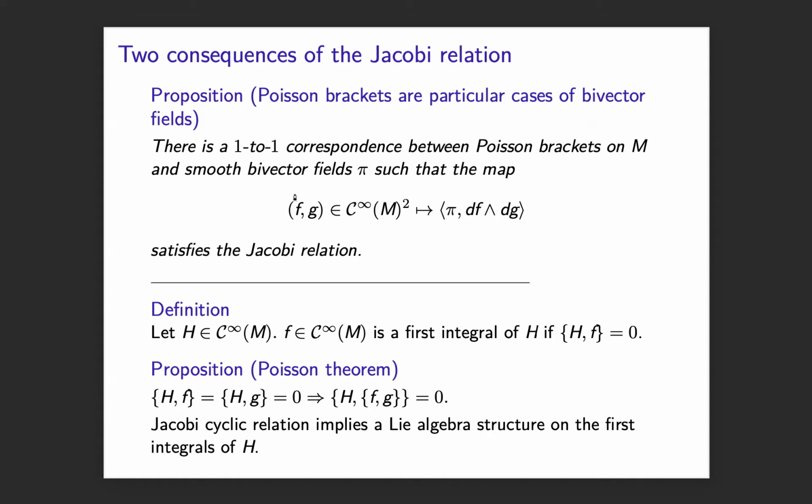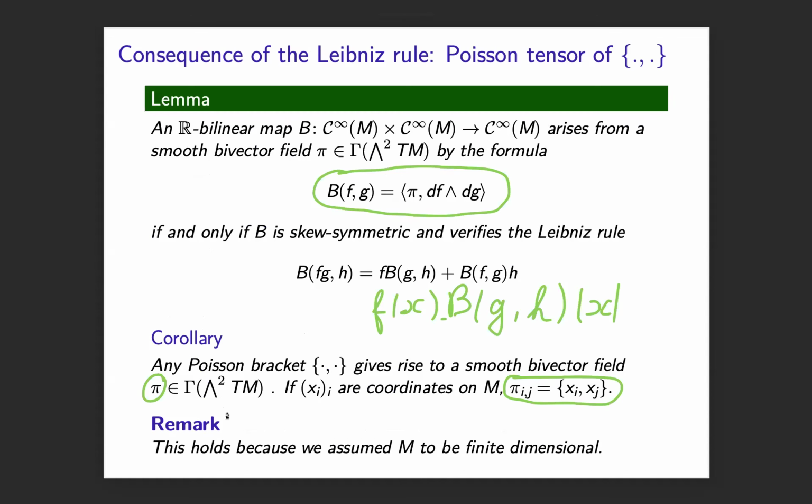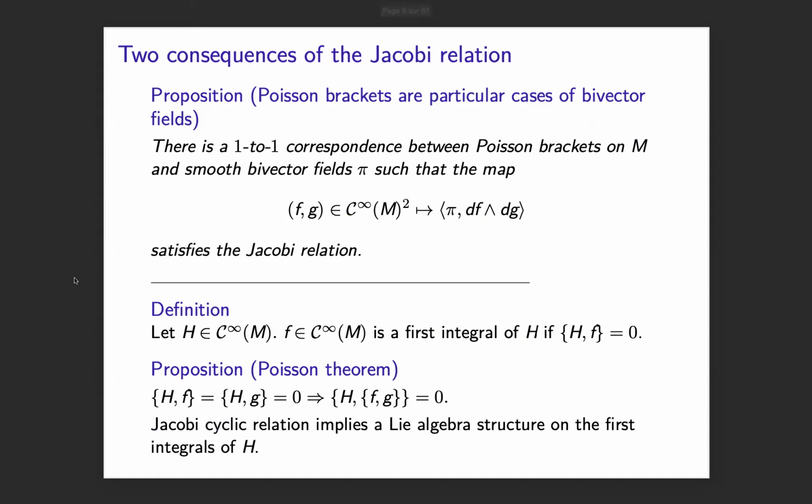So let me go back. If you start with any smooth bivector field pi, and you define the bracket of x_i and x_j by pi_ij, then it may happen that this bracket does not verify the Jacobi relation, right? The Jacobi identity will give constraints on the coefficients pi_ij. So this is what is meant in this proposition.